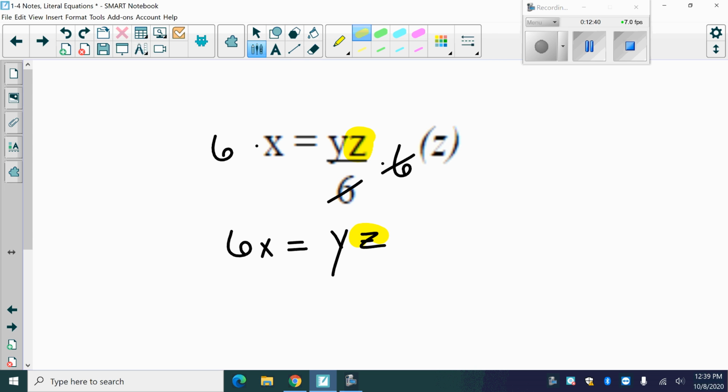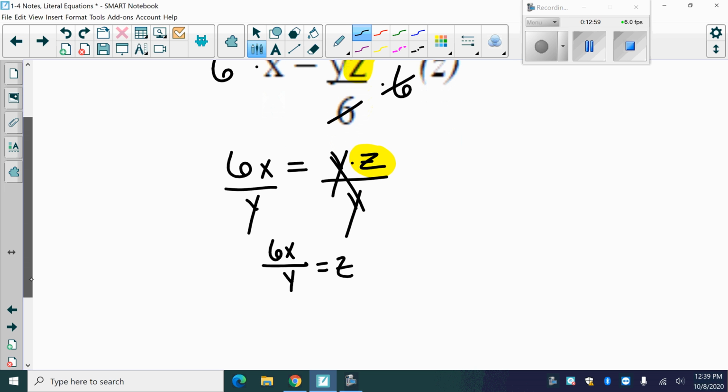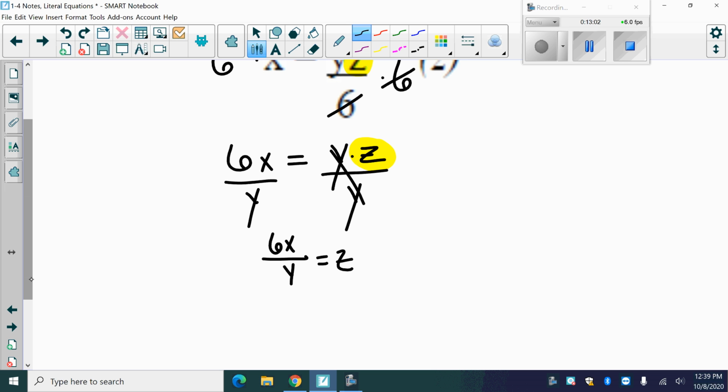Still solving this for z. How is y attached to z? By multiplication. So opposite of multiplication is division. We're going to divide both sides by y. I have 6x over y equals z. Okay? Now you may see this written differently. You may see it written 6 over y times x equals z. That's the same thing. Just be careful when you solve something like this. If you're looking at a multiple choice, it could be written differently.